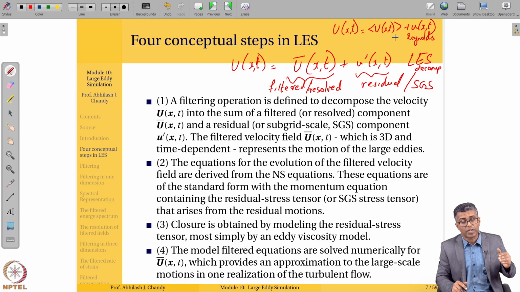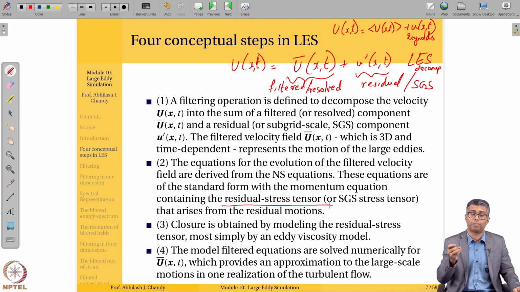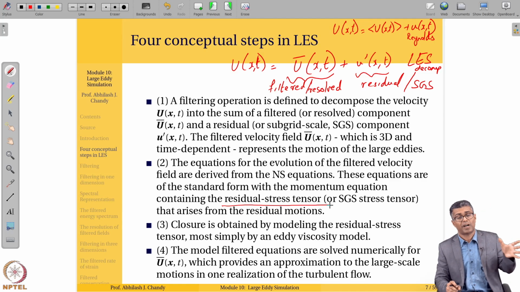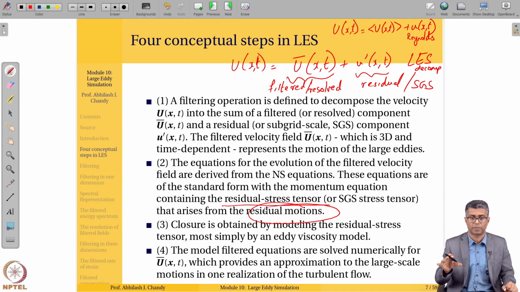Second step, the equations for the evolution of the filtered velocity field are then derived from the Navier-Stokes equations. Once you define the filtering operation, you derive the filtered Navier-Stokes equations by filtering the Navier-Stokes equations, isn't it? These equations again are the standard form with the momentum equation containing what we call the residual stress tensor. So just like you had the Reynolds stress that popped up when you time average the equations after the Reynolds decomposition, here you are getting a residual stress tensor or a subgrid scale stress tensor that arises from the residual motions. Residual motions means small scale motions.